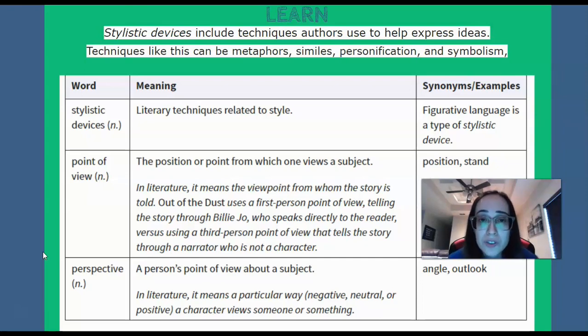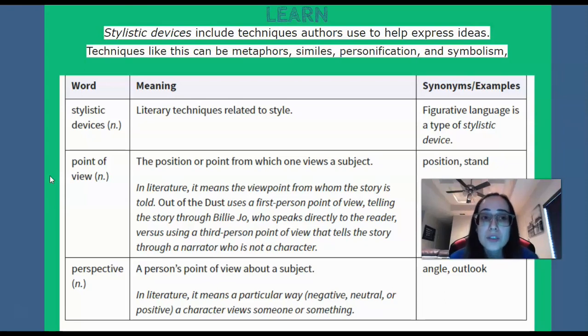Sometimes figurative language can be used within metaphors. It is a figure of speech trying to compare two things. A stylistic device can also be a simile when we are also comparing two things using like or as. Another stylistic device can be personification when we give human characteristics to non-human things.